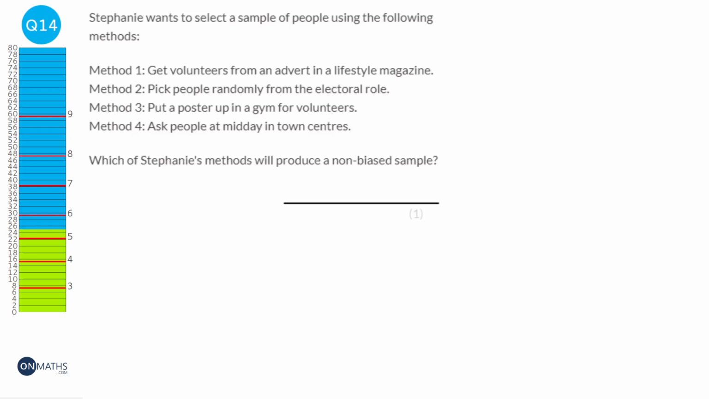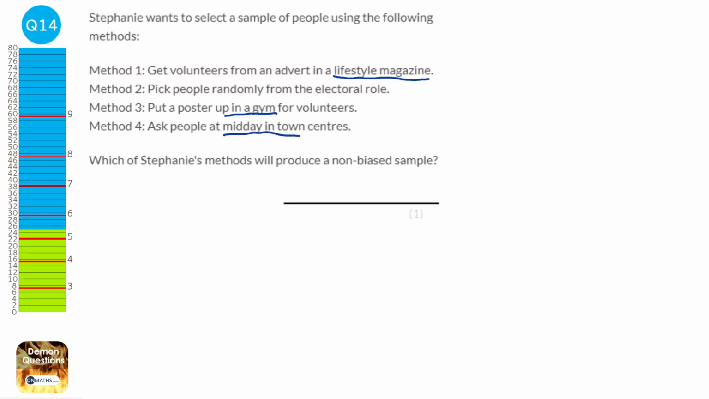When finding a sample of people, you want everyone in the population to have an equal chance of being picked. So in method 1, the ad in a lifestyle magazine might bias the people reading it, because there's groups of people that don't read lifestyle magazines. A poster up in the gym, again, there's groups of people who don't go to the gym.